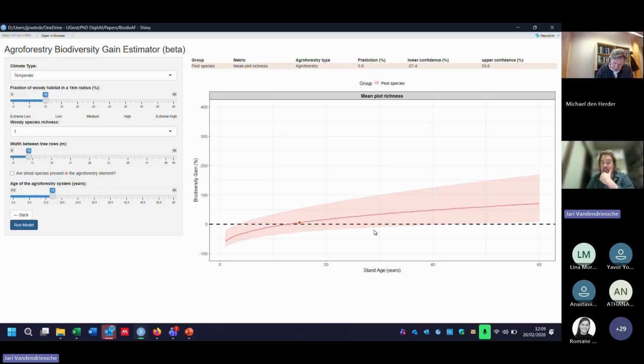Now to interpret this curve, you see that in the first 10 years there are slightly fewer species assimilated in comparison with a monoculture control, but from, I think, year 15 on, you will have an increase in species richness for these pest species. Does that answer your question a bit?